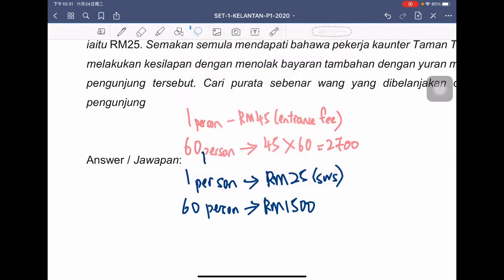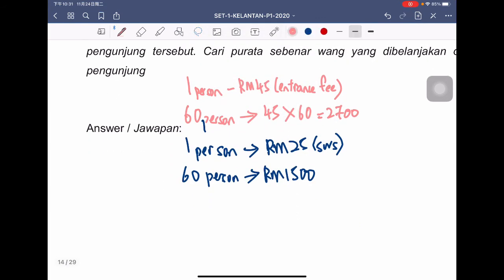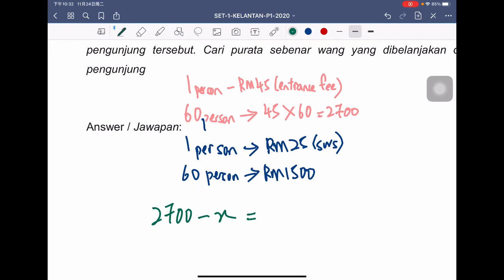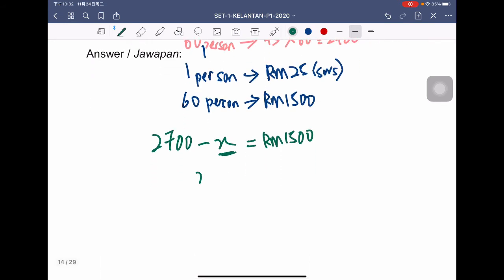Okay, so you can see, it means that 2,700 is the entrance fee before he or she deducts the sum of the amounts. The average value for the 60% will become 1,500, right? So we need to find the x here. So the x will become 2700 minus 1500, and it will become RM1200. So it is the amount that is deducted.